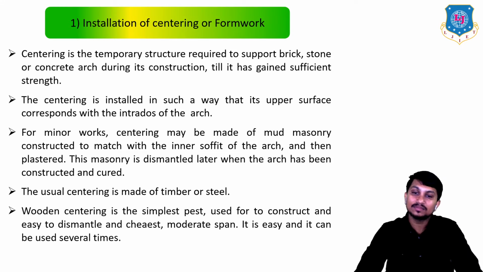The usual centering is made of timber or steel. This wooden centering is the simplest type of centering used for construction, easy to dismantle and cheapest for moderate span. It is easy and it can be used several times. Nowadays, steel centering is mainly used, but in older times, wooden centering was mainly used.